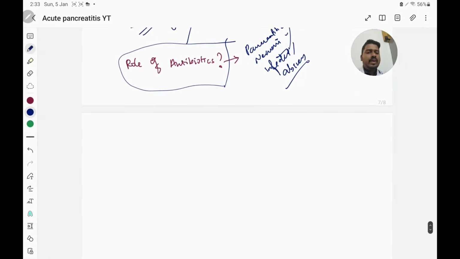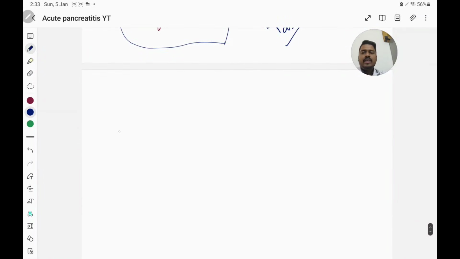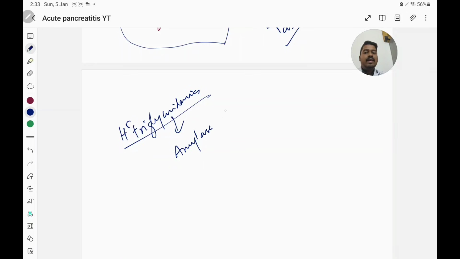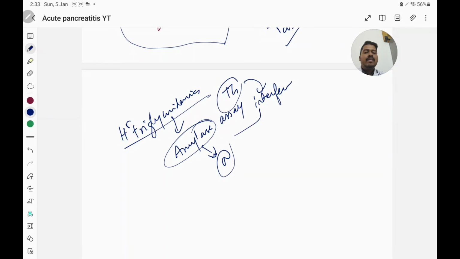So a few important things I think I should discuss. One is hypertriglyceridemia. Even though hypertriglyceridemic pancreatitis is very rare, when you see it, one important thing you have to remember is the amylase assay. Okay, when you do amylase levels, it can be normal. That is because triglycerides will interfere, okay, they will interfere with the amylase and cause a false low reading.